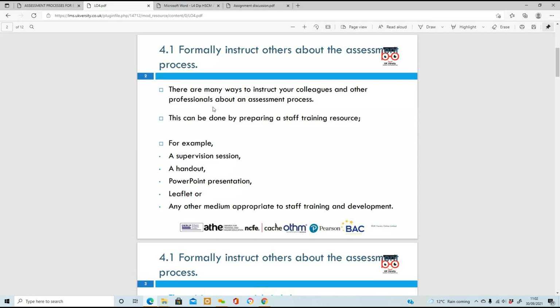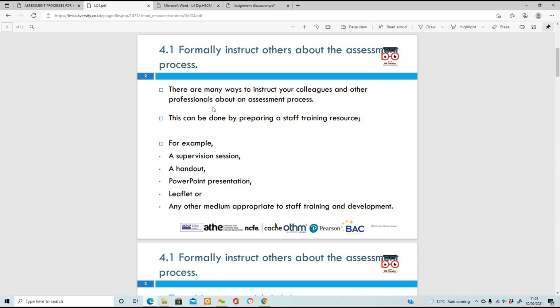So formally instruct others about the assessment process. On here, when you're actually doing the assignment, you'll see that there is no 4.1 to answer. And that's because the actual assignment itself acts as you formally instructing others, so you physically doing an assignment is answering this question. But I'll explain when we get into the assignment section.